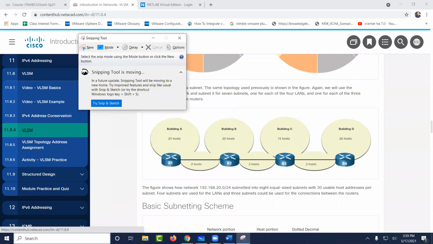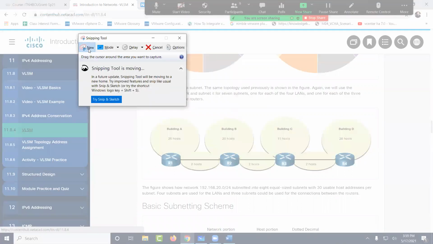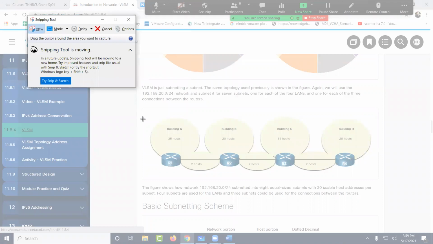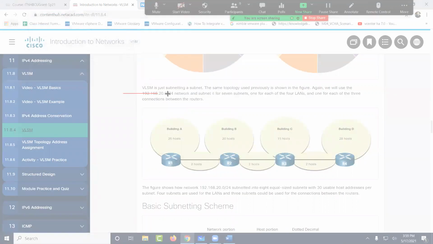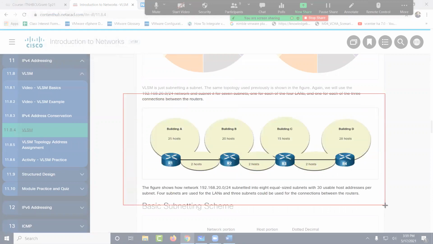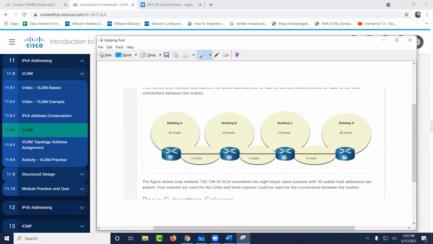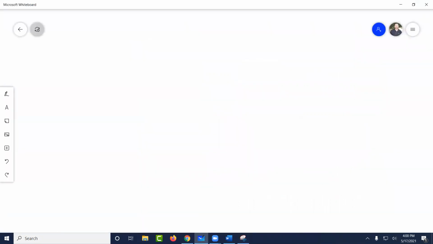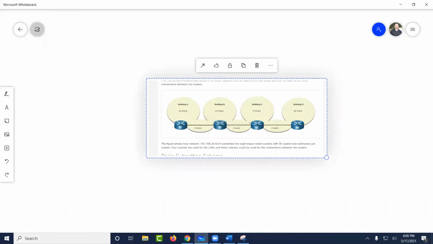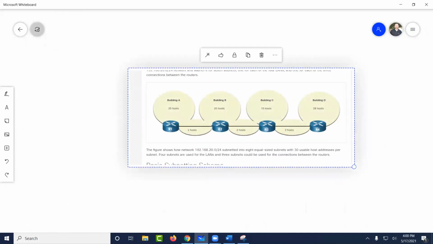Because what I would do, if this was a real world. Oops. If I was building this real world, and this was what I was given, that's my network. That's what I'm being asked to build today.